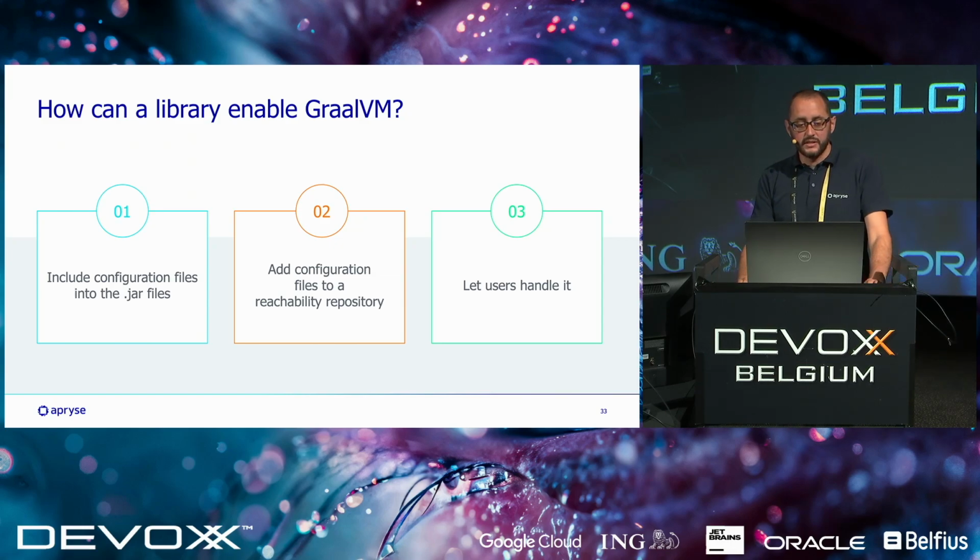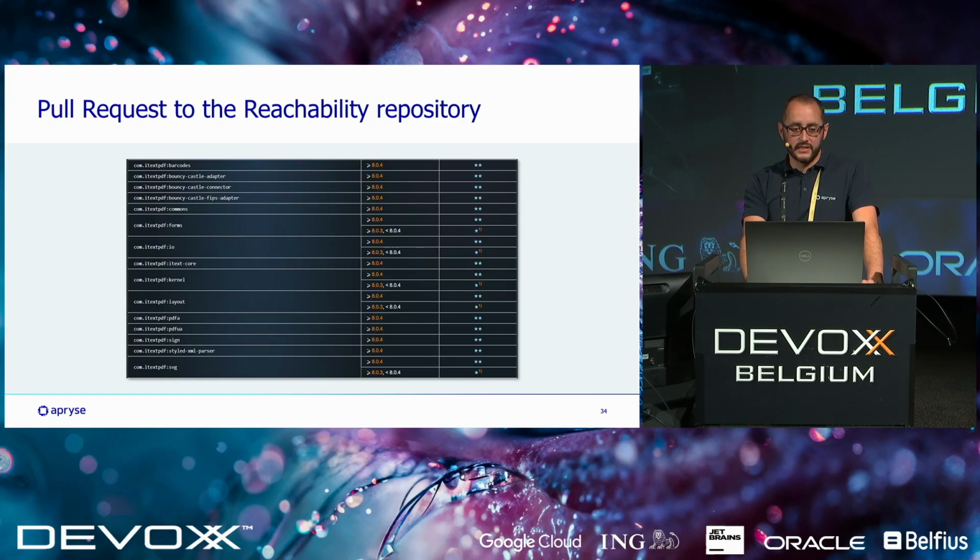The second option is to add the configuration files to a reachability repository, which is a centralized location. And the third option is to let users handle it. We opted for the second choice, unknowingly and without reason. We chose for a third option a long time before we chose for the second one. So we chose the second one. We made a pull request.